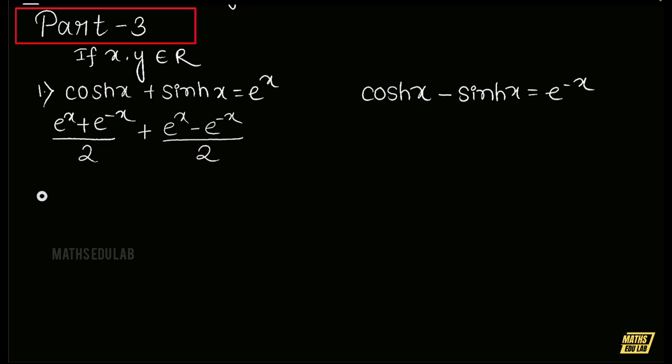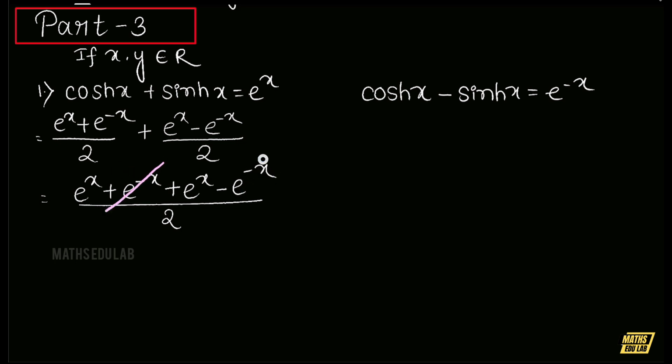the power of x. Now on solving this, we get the LCM will be 2, and e to the power of x plus e to the power of minus x plus e to the power of x minus e to the power of minus x. If you see here, these two values get cancelled out and the only left out value is 2 e to the power of x by 2. So the value is e to the power of x.